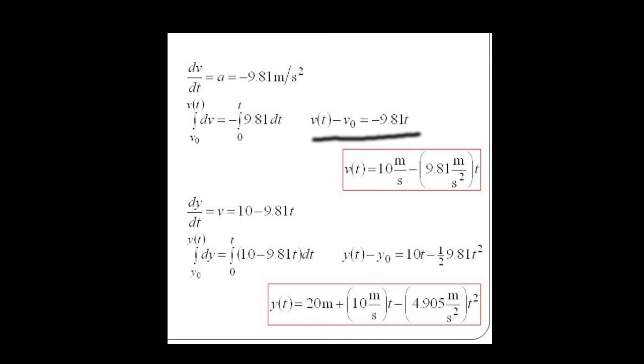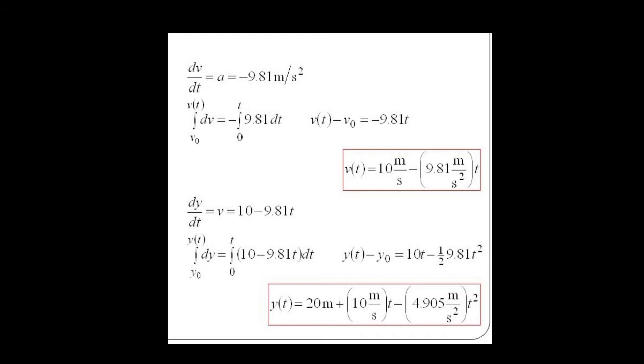So we have vt minus initial velocity is equal to negative 9.81 meter per second squared times the time. So from here, substitute na lang natin yung initial velocity since given naman siya. So we have vt minus 10 meter per second is equal to negative 9.81 meter per second squared times time. Then transpose the initial velocity. Bali magiging vt is equal to 10 meter per second minus 9.81 meter per second squared times t.